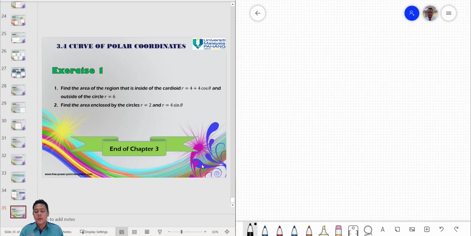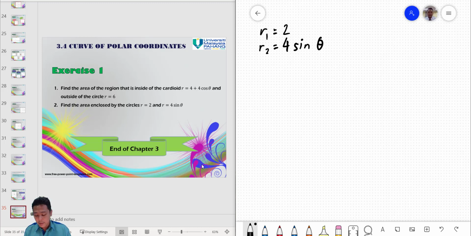Now let's move forward to the second example. This time is the area enclosed by r1 equals 2 and r2 equals 4 sine theta. It is the area which is enclosed by both of these polar curves. So let's take a look at how it will come out.